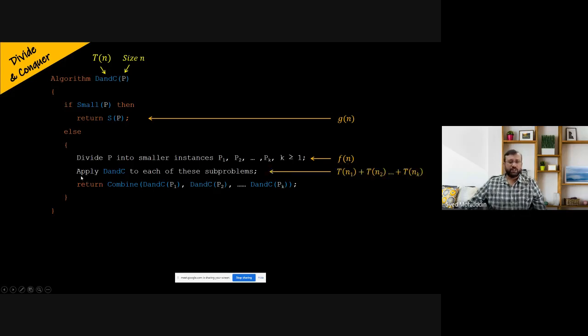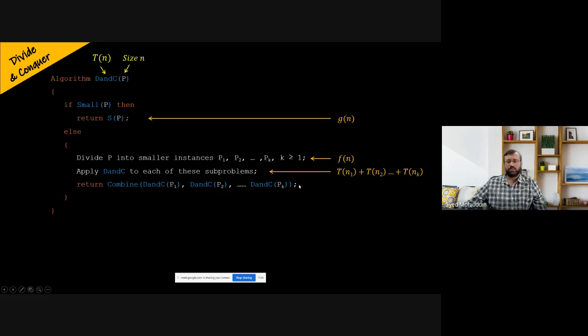Then this statement, apply divide and conquer to each of these subproblems, is a recursive function. You are recursively calling it. Suppose subproblem P1 has N1 as the number of elements, or the size is N1 for P1, N2 for P2. So P is of size n, and recursively P1 is called, assuming N1 is the size of subproblem P1.